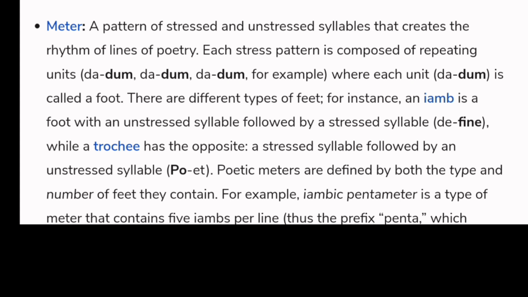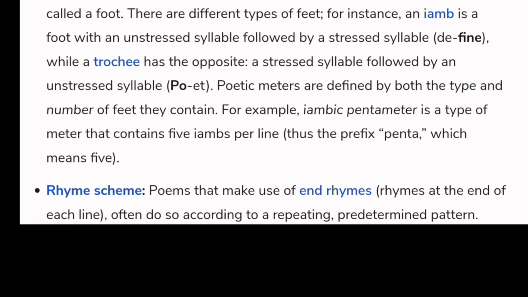There are different types of feet. For instance, an iamb is a foot with an unstressed syllable followed by a stressed syllable, while a trochee has the opposite: a stressed syllable followed by an unstressed syllable. Poetic meters are defined by both the type and number of feet that they contain. For example, iambic pentameter is a type of meter that contains five iambs per line.